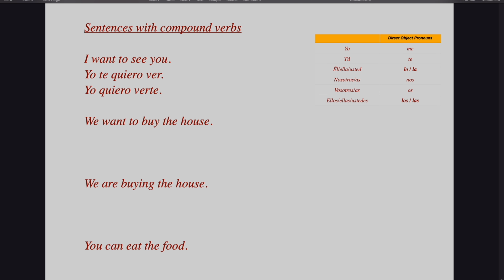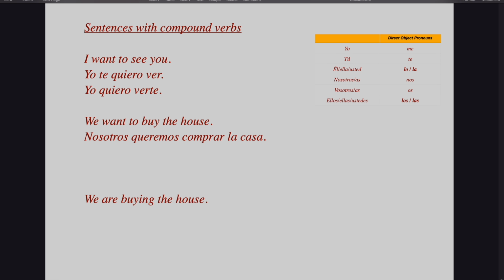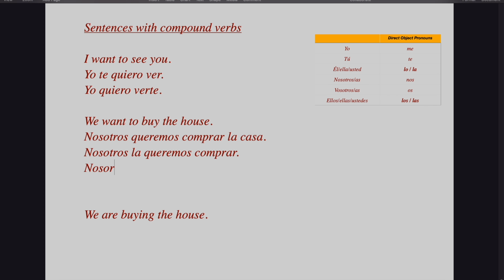We want to buy the house. Nosotros queremos comprar la casa. Right? So now in the other sentence, I'm going to replace la casa with the object pronoun, which would be la. Nosotros la queremos comprar. This is one form. And the other form is nosotros queremos comprarla. So both forms are absolutely fine.